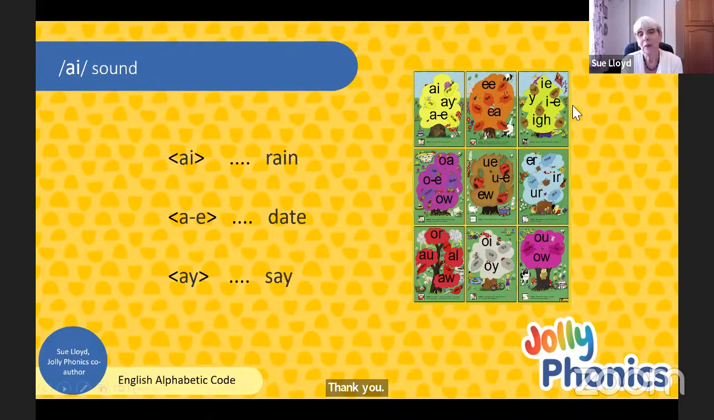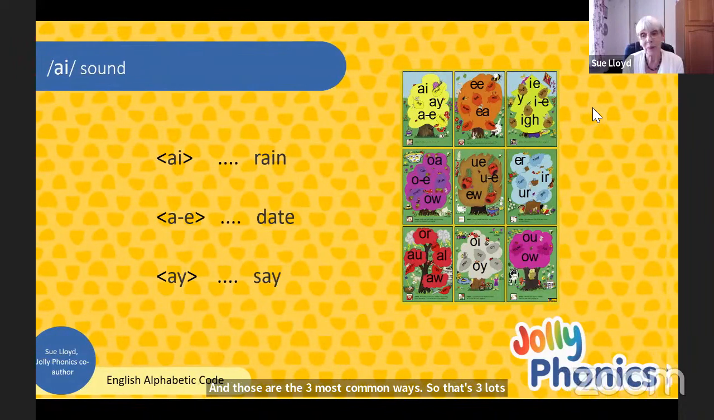Just have a look at this awkward code here. Let's take the A sound here. Now, here, the AI says A. It's a digraph, and that's nice and straightforward. But unfortunately, there are many more ways of writing A. Just have a look at the A hop over E, the split digraph, as in the word date. And then look at the AY in the word say. And those are the three most common ways. So that's three lots of learning for one sound. And that is quite a lot of teaching.